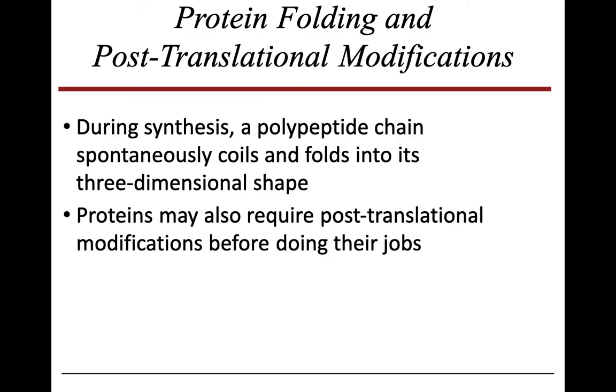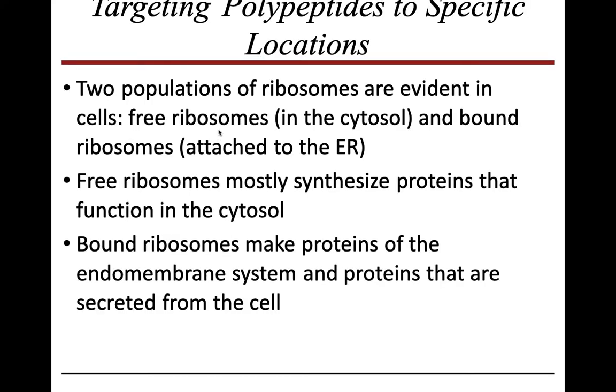Now, there are some modifications and post-translation modifications that occur. So during synthesis, a polypeptide chain just starts to spontaneously coil and fold based on hydrogen bonds to make the alpha helix, and then R groups to make the tertiary structure. We often have post-translational modifications that need to occur.